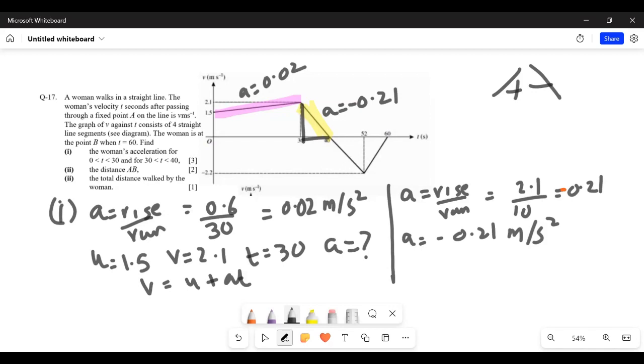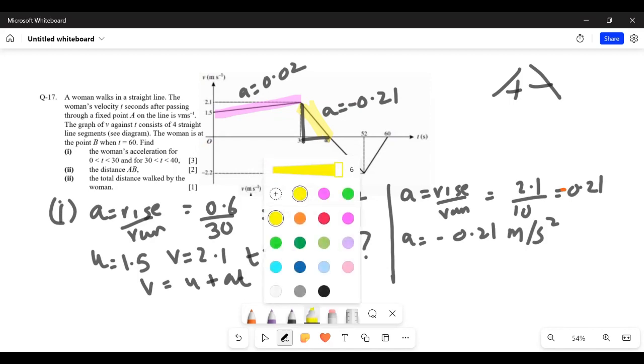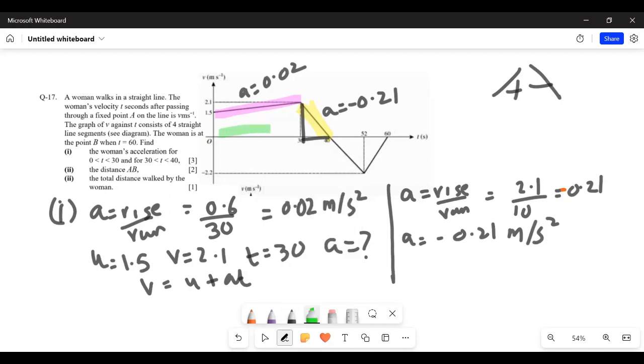Okay, part one is done. Part two, find the distance AB. Okay, so distance AB would be, first, find the area under this graph.